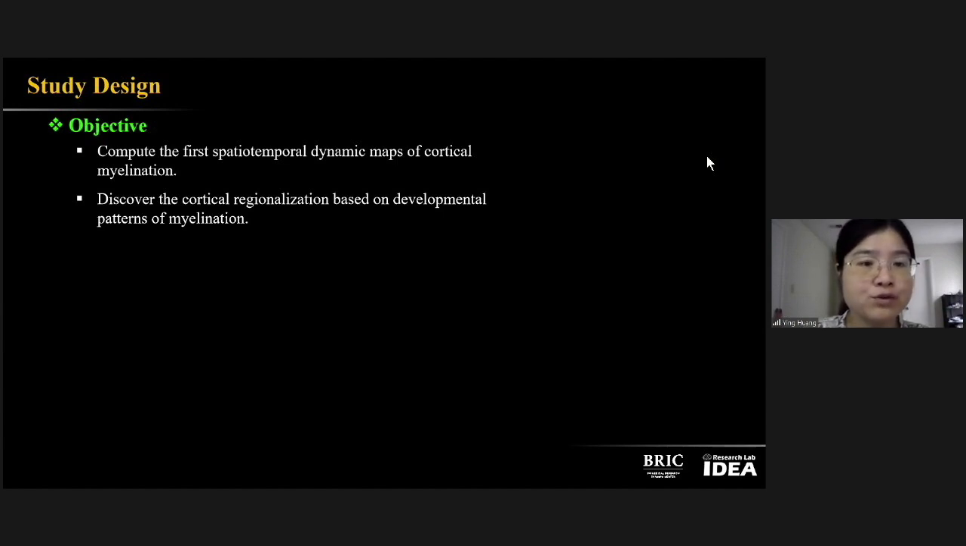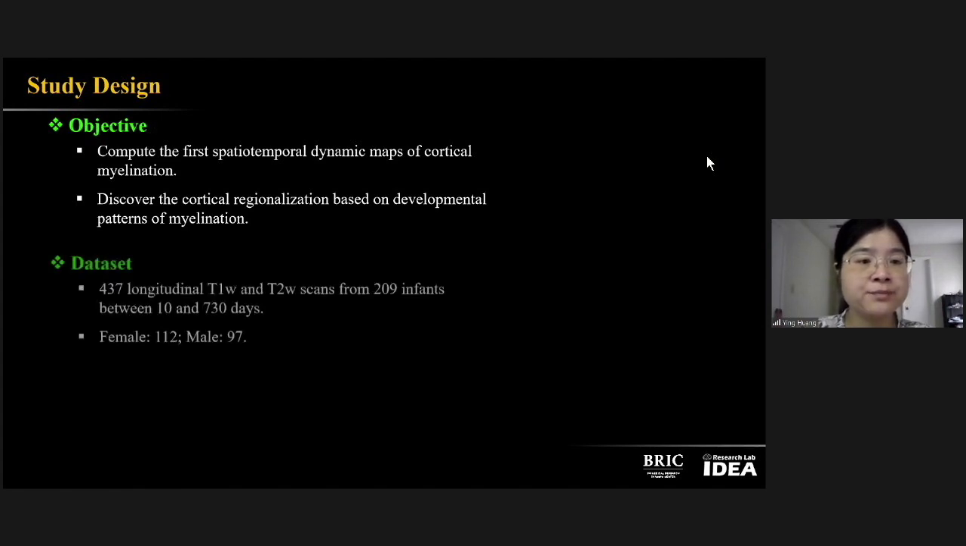Motivated by this, we tried to compute the first spatiotemporal dynamic maps of cortical myelination and discover the cortical regionalization based on developmental patterns of myelination. To do this research, 433 longitudinal T1-weighted and T2-weighted MRI scans were acquired from 209 healthy infants during the first 2 years from the UNC Baby Connectome Project.